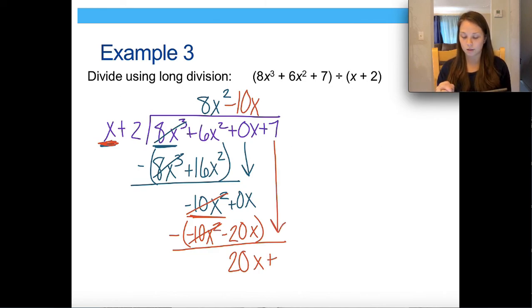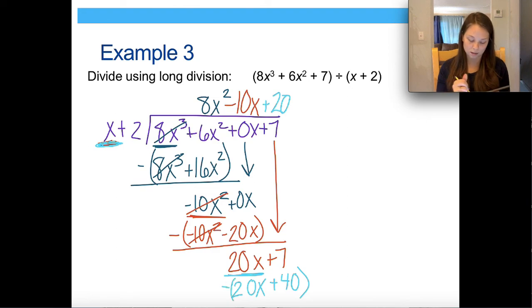And carrying down the last number, which is 7. Last time going through this process. X times what is 20x? That would be 20. 20 times x is 20x. 20 times 2 is 40. Wrap it in parentheses and subtract. And I'm running out of a little bit of space here. 20 minus 20 is 0. 7 minus 40 is negative 33.